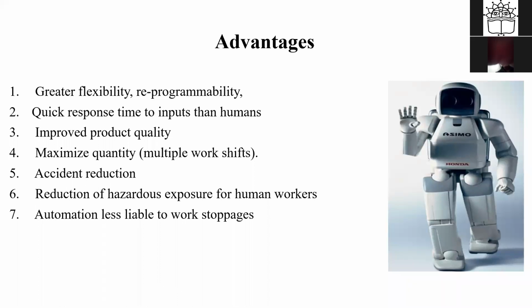And not only product quality, we can maximize the quantity also, because a robot can work in multiple shifts. If we are using a robot, there are fewer chances of accidents, because it will not make a mistake like a human. Then the next advantage is the hazardous exposure for human workers. There will be some exposures which will be hazardous where humans cannot go, or even if humans go, they will have some health issues. So over there we can use robots. And there will be fewer chances of work stoppages. In the case of workers, there may be some chances that work will get stopped due to some issues. That kind of thing does not happen with robots.